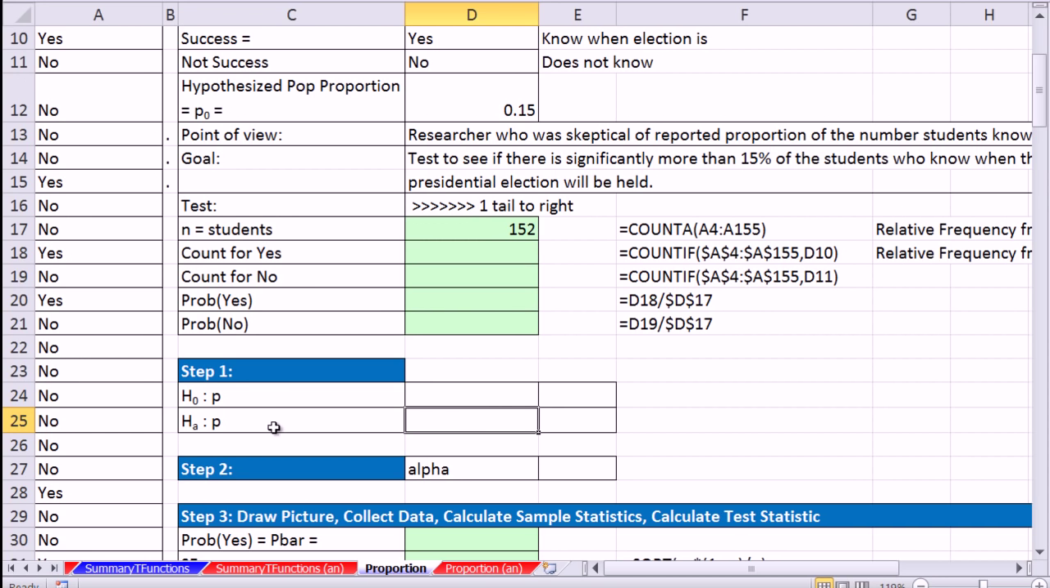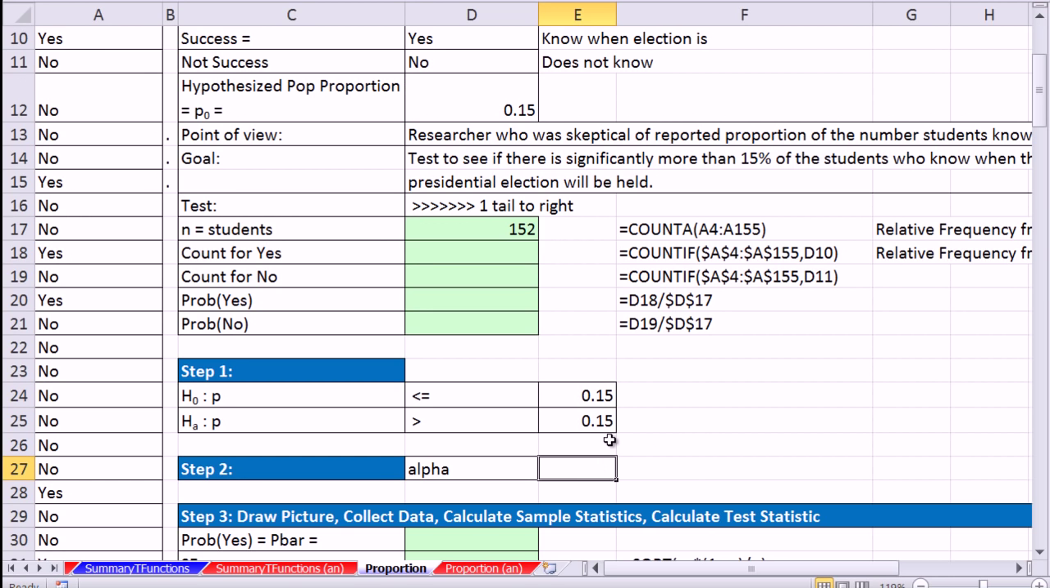So I'm immediately going to come here. We do the same thing, except instead of mu, we use p. So is the proportion greater than 15%? Remember, once we know the alternative, we go up to the null hypothesis and flip it. Less than or equal to. The equal sign always goes with the null hypothesis.